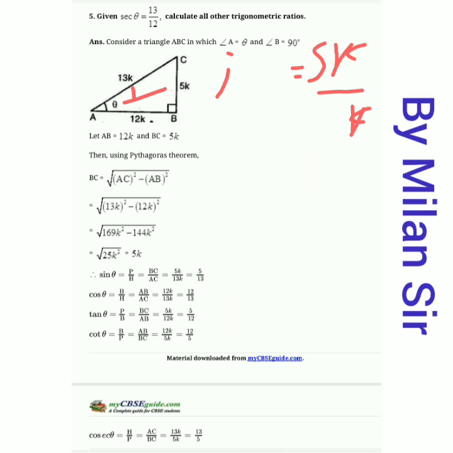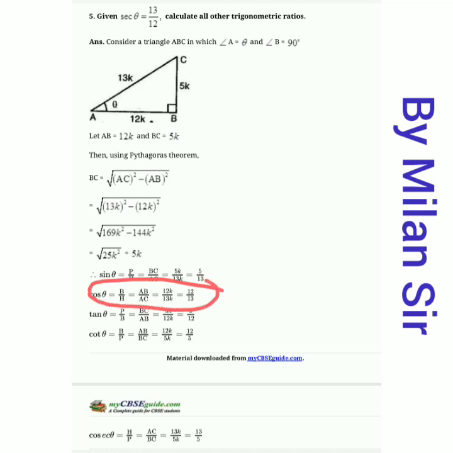Okay, then cos theta. Cos theta is equal to adjacent side upon hypotenuse. So AB upon AC. So 12k upon 13k, k cancels, so 12 upon 13. Then tan theta. The formula of tan theta is opposite upon adjacent, right? So opposite BC upon adjacent AB. So 5k upon 12k, k cancels, so 5 upon 12.